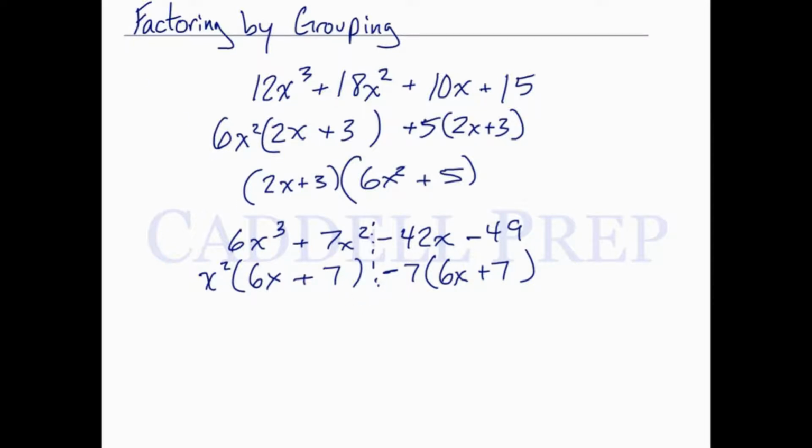So now again, let's look at this. We have x squared times 6x plus 7 minus 7 times 6x plus 7. 6x plus 7 is in both of these terms. We could factor it out. And then we're left with x squared from this first term and minus 7 from the second term. So now this polynomial is factored.